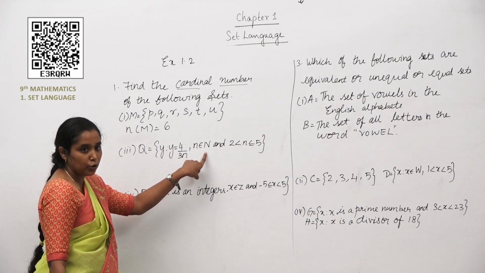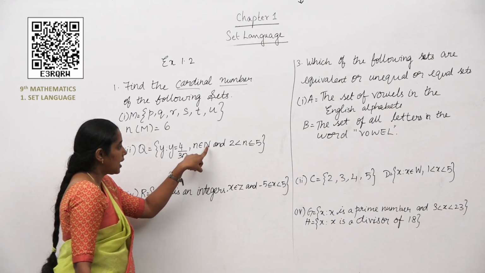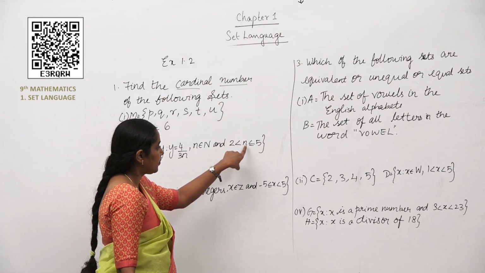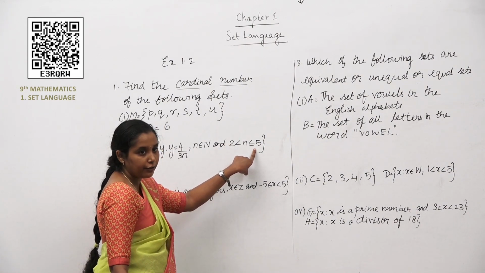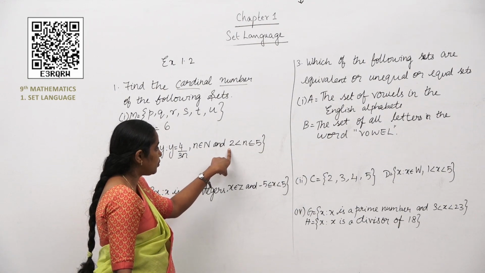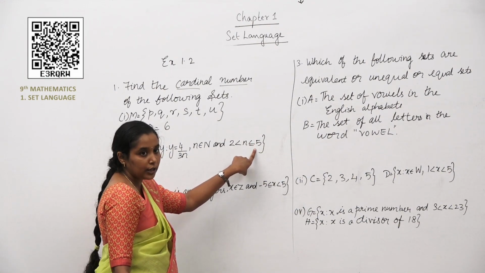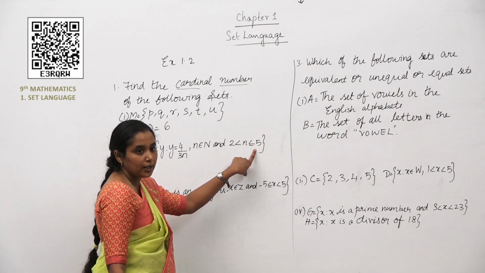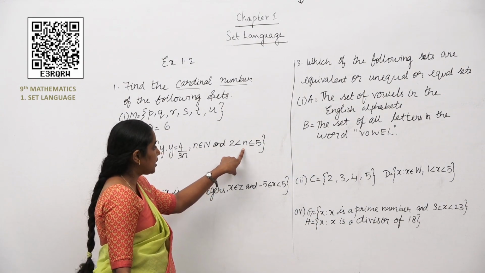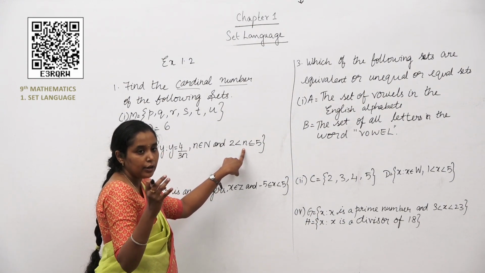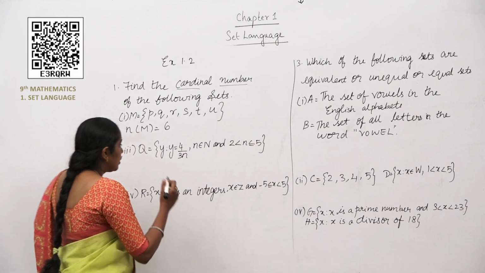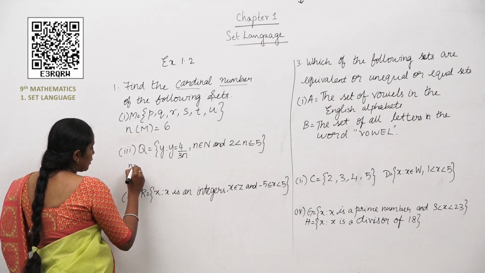That capital N denotes what? Natural numbers, and 2 less than n less than or equal to 5. That is, n lies between 2 and 5, including 5. So what will be the values of n? You will take it as 3, 4 and 5. So n is equal to 3.